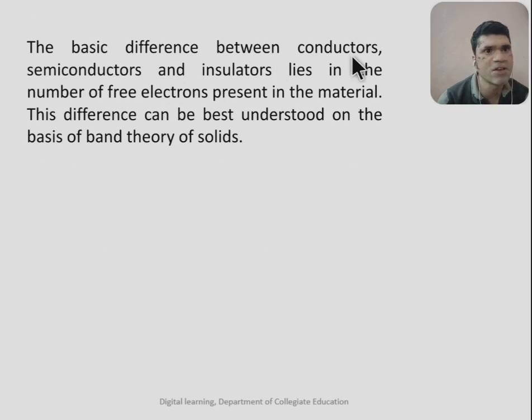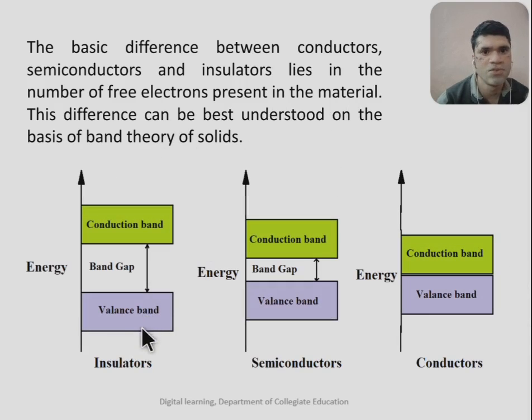The basic difference between conductors, semiconductors and insulators lies in the number of free electrons present in the material. The difference can be best understood on the basis of the band theory of solids. So if you see here, this is the band gap between the valence band and the conduction band, which decides whether the material will form an insulator, semiconductor, or conductor.